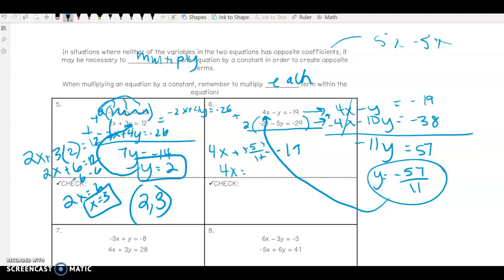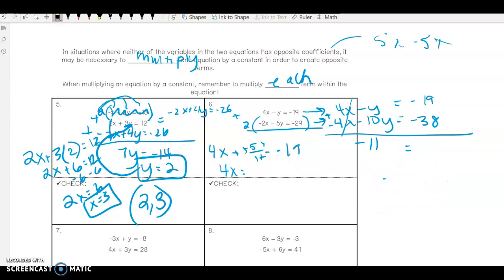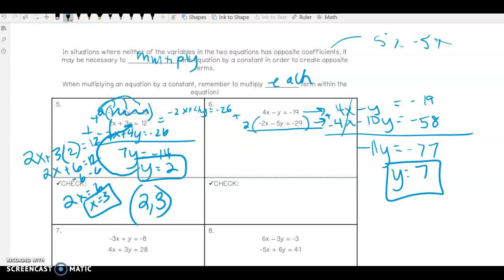All right, and I'm sure you're sitting here rolling your eyes, realizing Miss Versky's mistake. 29 times 2 is 58, not 38. So that would explain why that math did not work. Let's go back here. This is negative 58, not 38. There we go. So now I should get negative 11y, and that's going to be negative 58 plus 19 equals negative 77, so y equals 7. There we go, much better.